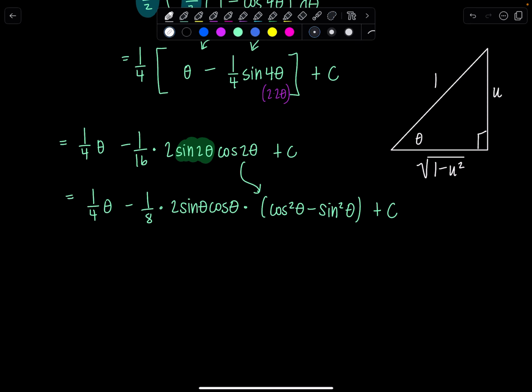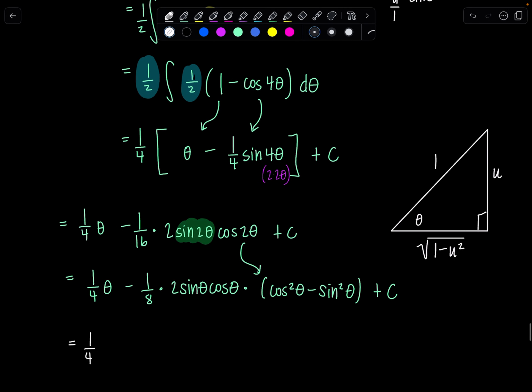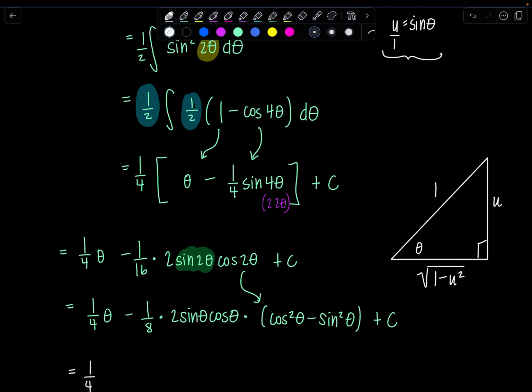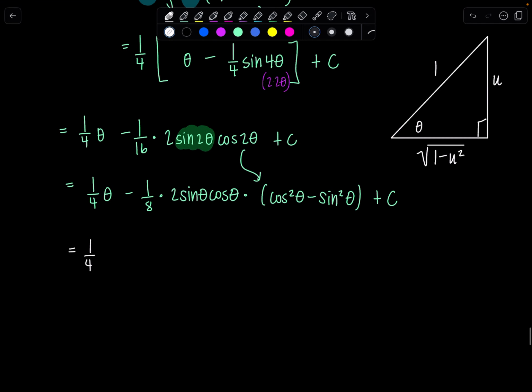Okay, so 1/4, when there's plain old theta, what do you do? You come back to that trig sub that you made. And usually, in this case, since we chose to let u equal sine theta, then theta we're going to represent as sine inverse of u. So I'm going to replace that with sine inverse of u minus 1/8 times 2, that's 1/4. And then sine theta, come to the triangle, so that's the ratio of opposite over hypotenuse, that's u over 1. Cosine theta is adjacent over hypotenuse, the square root of 1 minus u squared over 1.